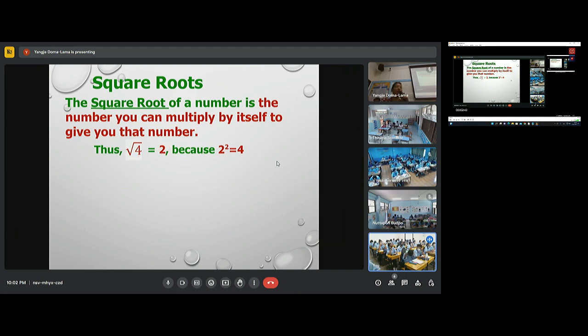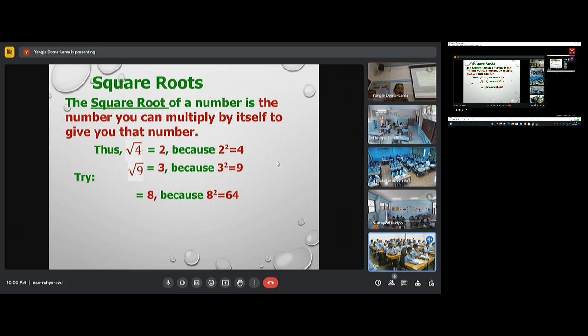Okay? So how do you read this? We read it as square root of 4. Similarly, what is 3? 3 is the square root of what? 9. Because 3 square is 9. So how do you read this? Square root of 9. We read it square root of 9.